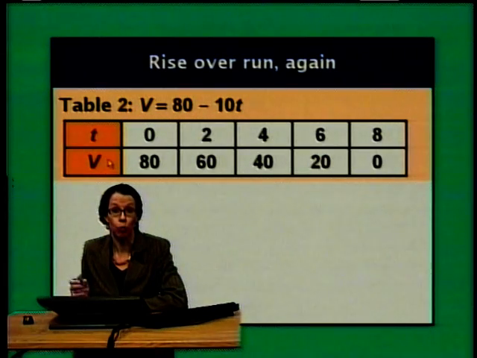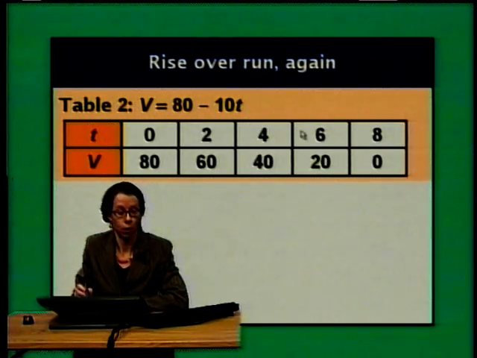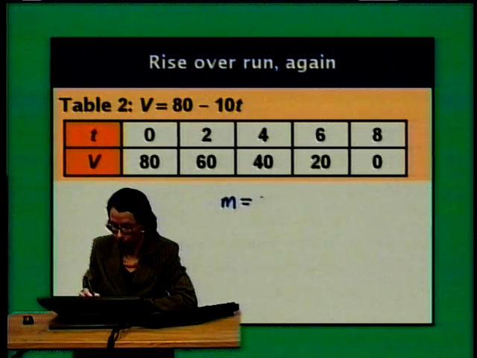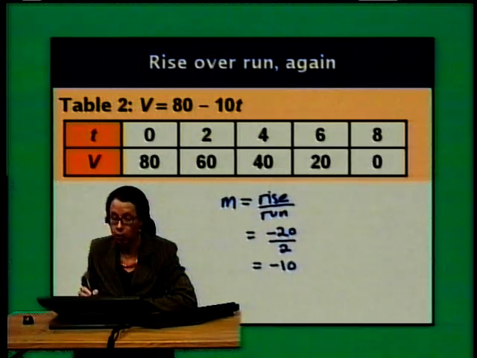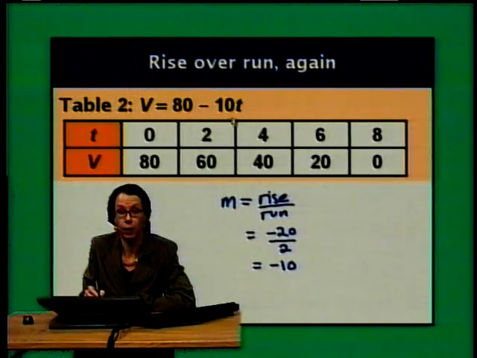So when I look at rise over run, what's happening to the v values? As I move from one column to the next, the value of v is decreasing by 20. The value of t, the independent variable, is increasing by 2. So when I compute rise over run, in this case, my rise is -20, and my run is +2, so I calculate a slope of -10. Notice the constant -10 is right in my linear equation.